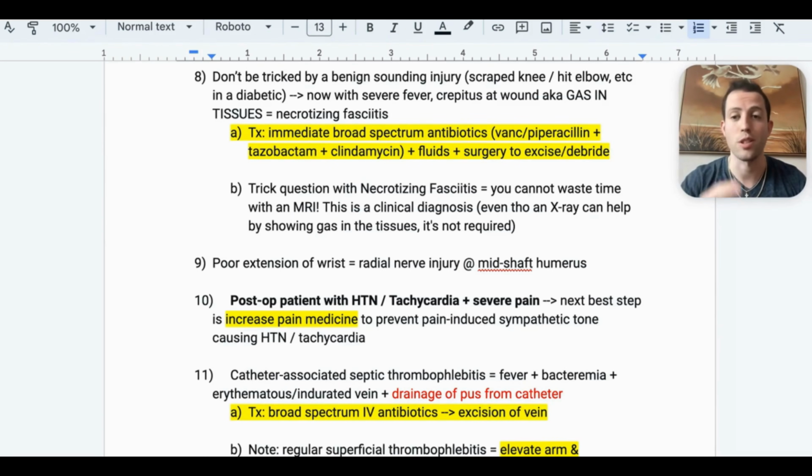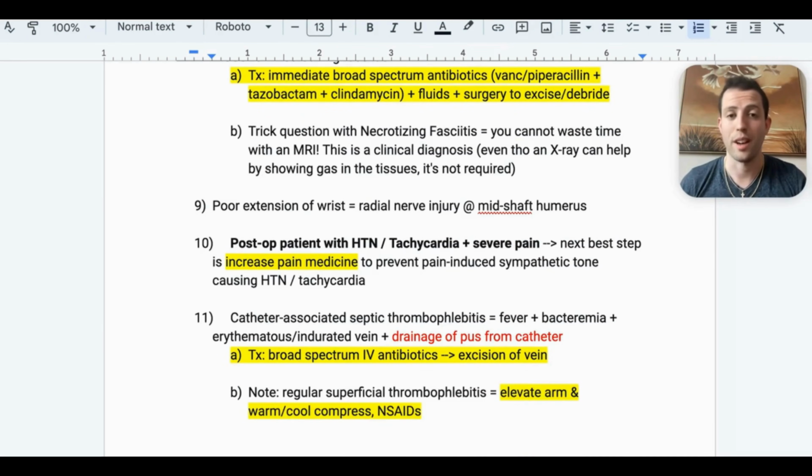These patients go emergently to the operating room, put them on antibiotics, and ship them down to the OR as fast as possible. In real life, I've actually had to do these massive necrotizing fasciitis debridements at bedside because the patient was too unstable to even go to the operating room. So that's how severe this is.